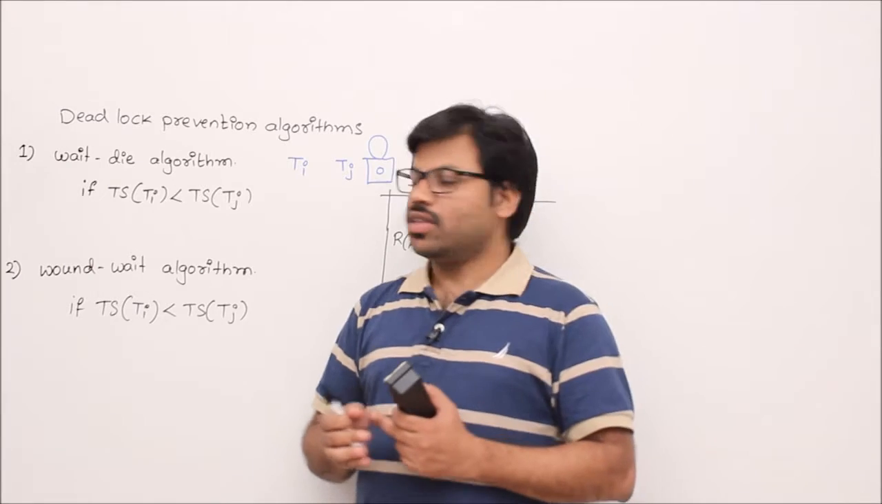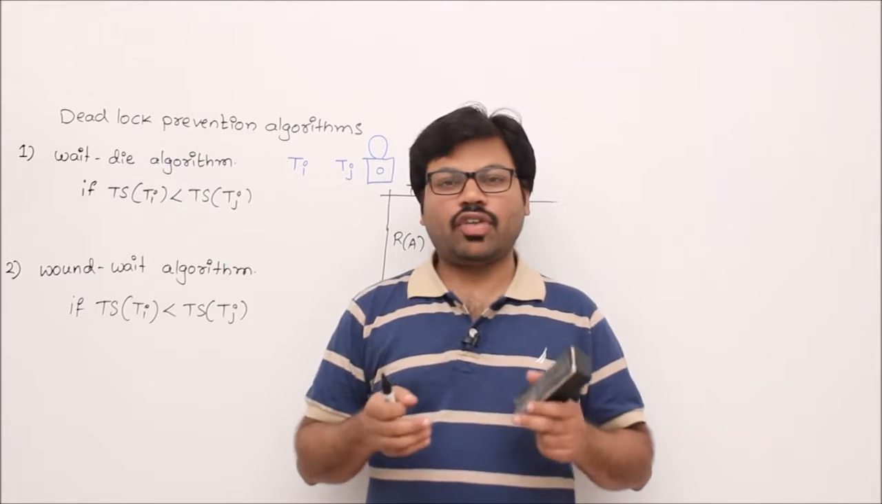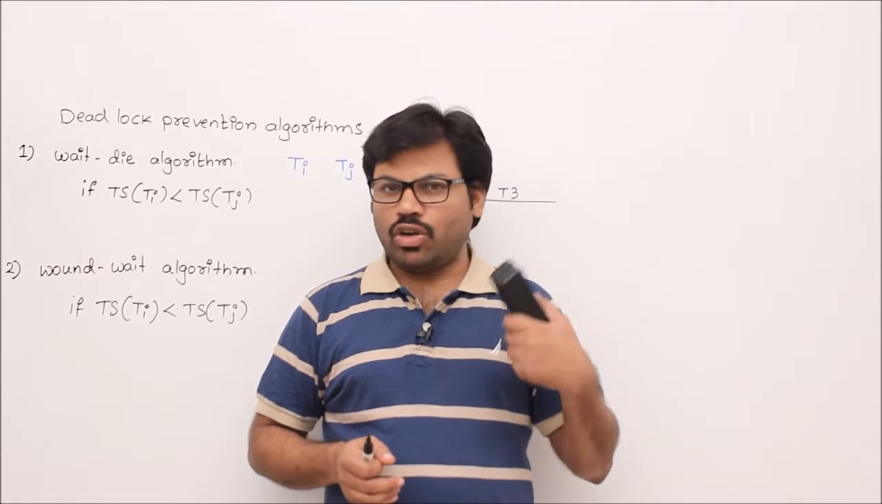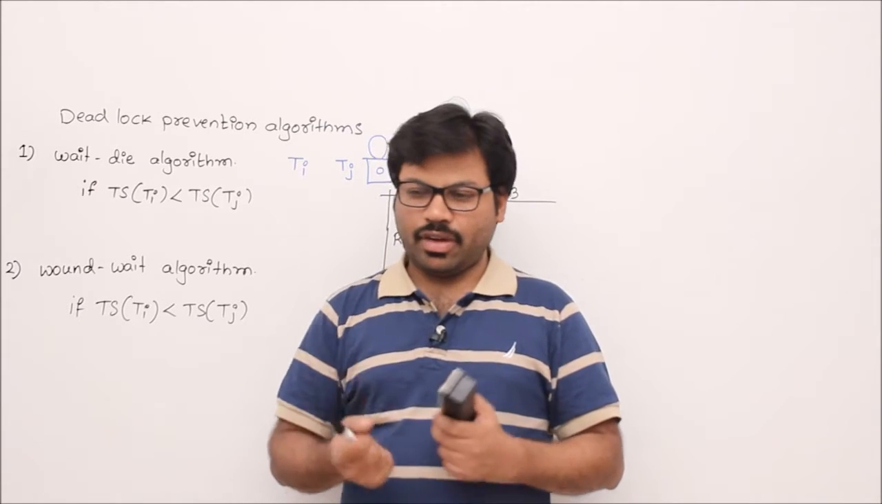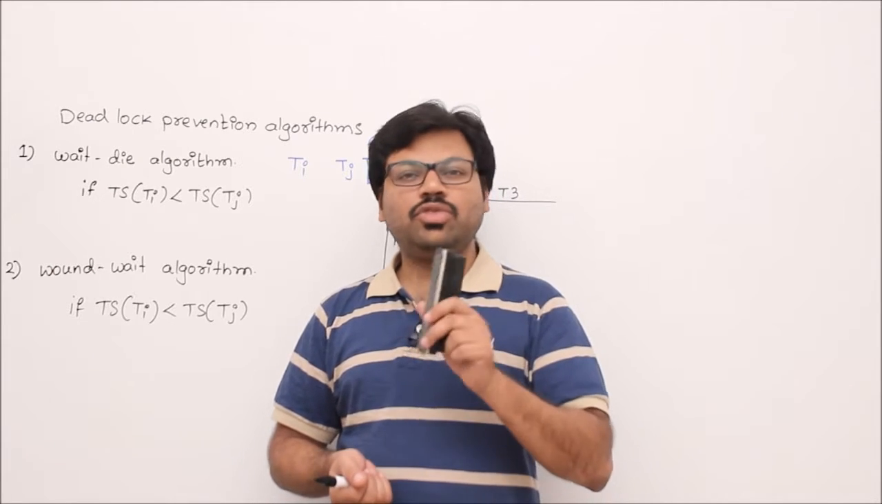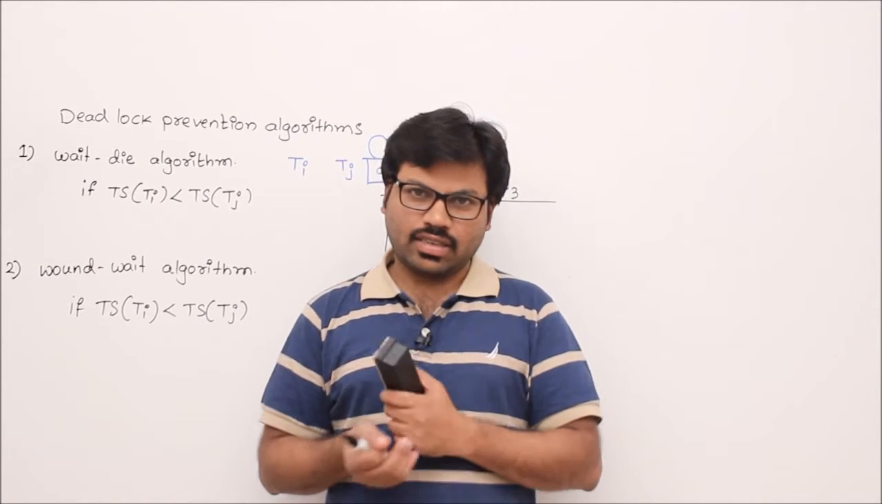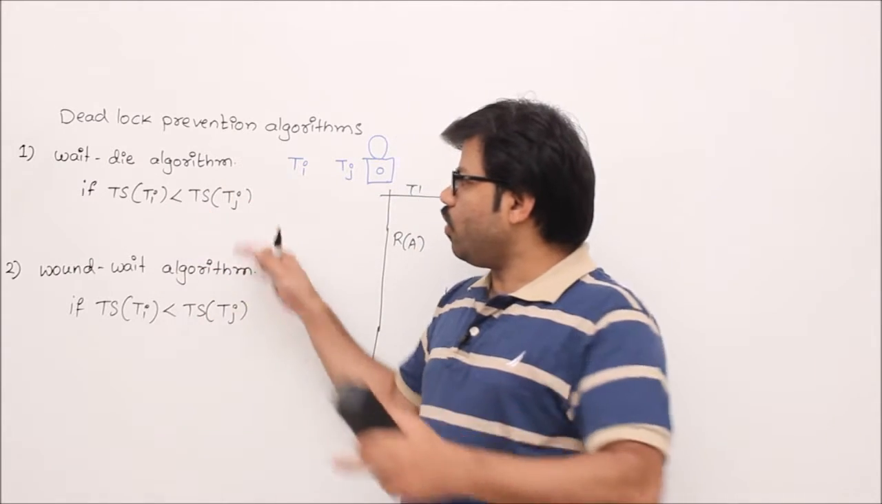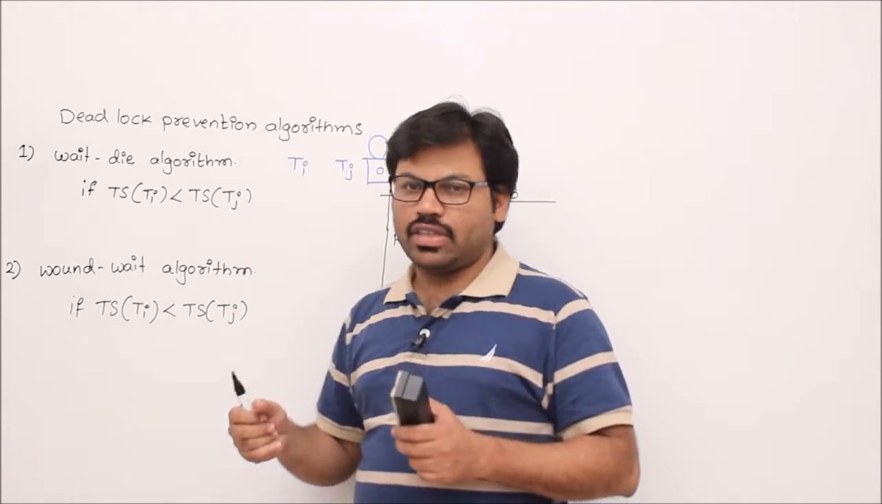So in deadlock prevention algorithms, what we do is we just follow basic 2PL, but whenever you want to block the transaction, don't always block. Sometimes you block, sometimes you cancel the transaction. In that way, we are avoiding the deadlock. So first of all, I will give you an overview of these deadlock prevention algorithms.